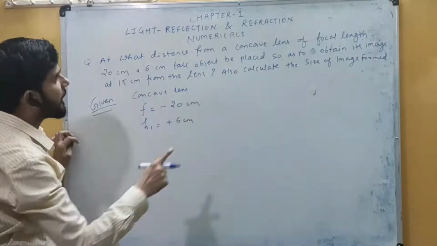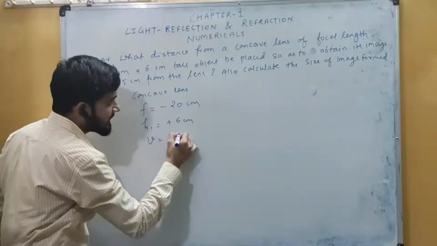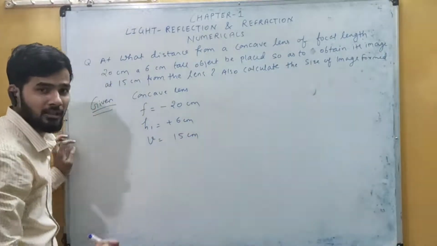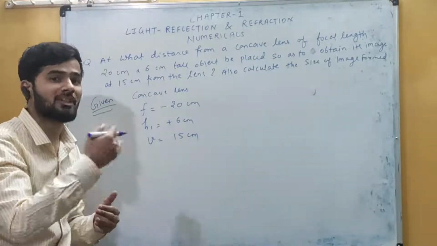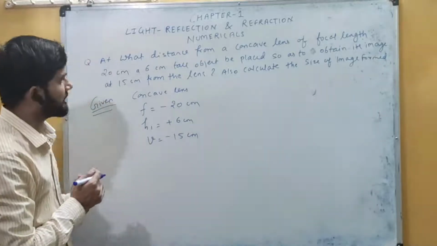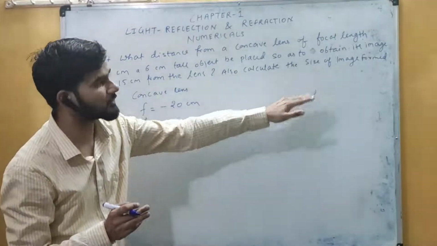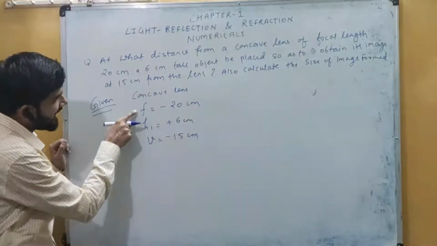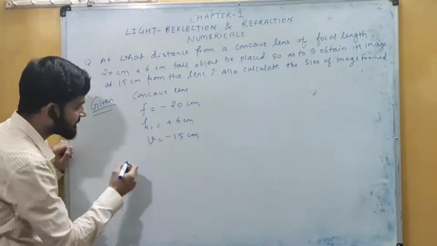Be placed so as to obtain its image at 15 centimeter from the lens. Image distance v is 15 centimeter. But for a concave lens, the image formed is always virtual, and that is forming on the same side as that of the object. That's why this v will be negative. So we have to find the object distance and we have to also calculate the size of the image formed. Now we have f and v, so we can easily find u from here by using the lens formula.